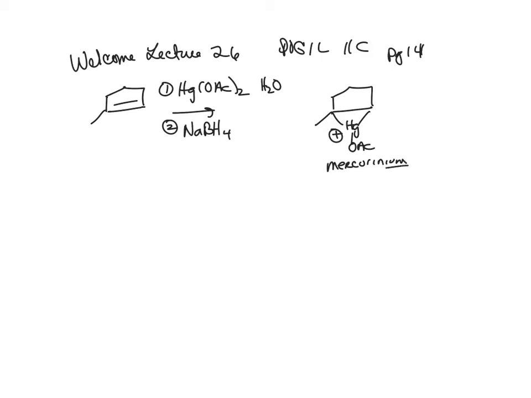So we remember this was called the mercurinium ion, and it's a three-membered ring. See how it's a three-membered ring with mercury in the middle, and it's positively charged. And so we put the delta positive on the more substituted carbon. And the reason why this is important is because your nucleophile, water in this case, attacks and opens up that ring.